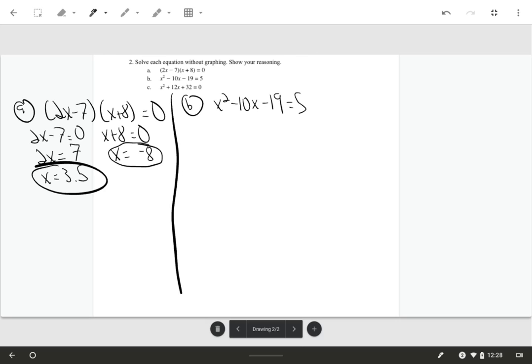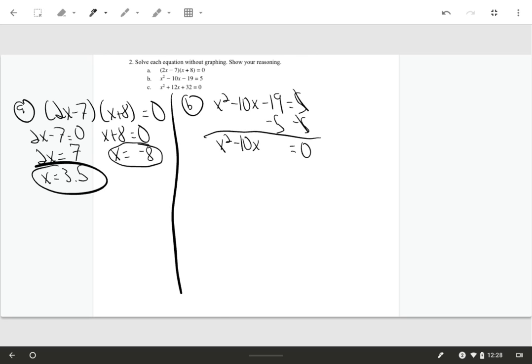Okay, notice it's not set equal to 0 yet, so I need to rewrite it so that it is set equal to 0. So I have to subtract 5 from both sides. So that gives me 0. So I'm going to get x squared minus 10x, negative 19 minus 5 is going to be minus 24. So x squared minus 10x minus 24 equals 0.